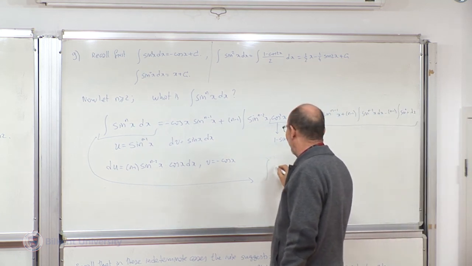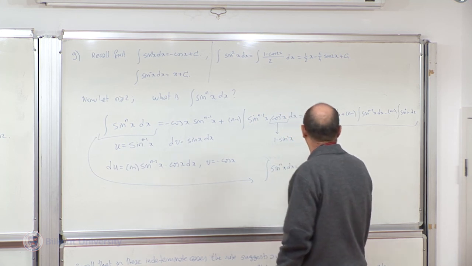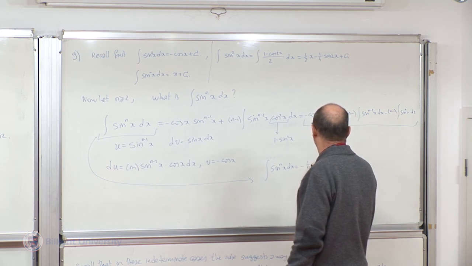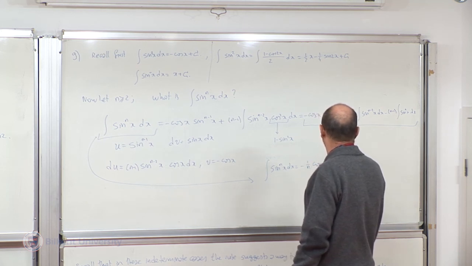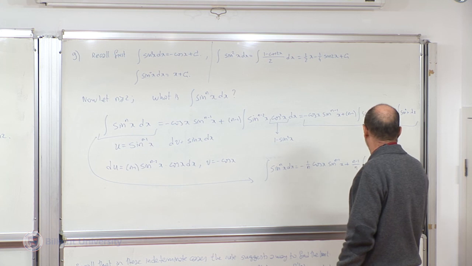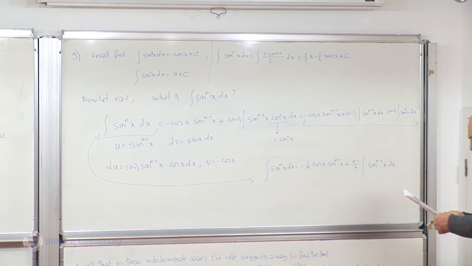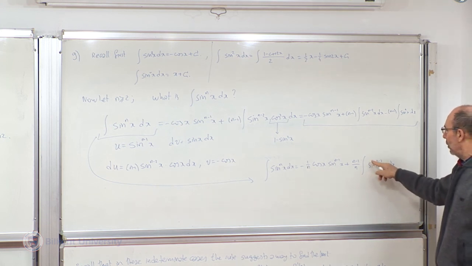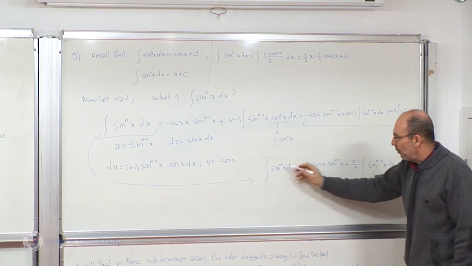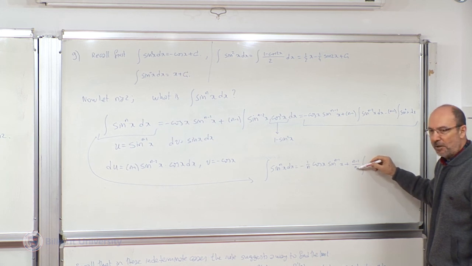Okay, so integral sine to the n x dx is equal to minus 1 over n cosine x sine to the n minus 1 x plus n minus 1 over n integral sine to the n minus 2 x dx. Okay, so this is the thing we have. I read this as follows: whatever power I see here, here I have 1 less, divided by that power.